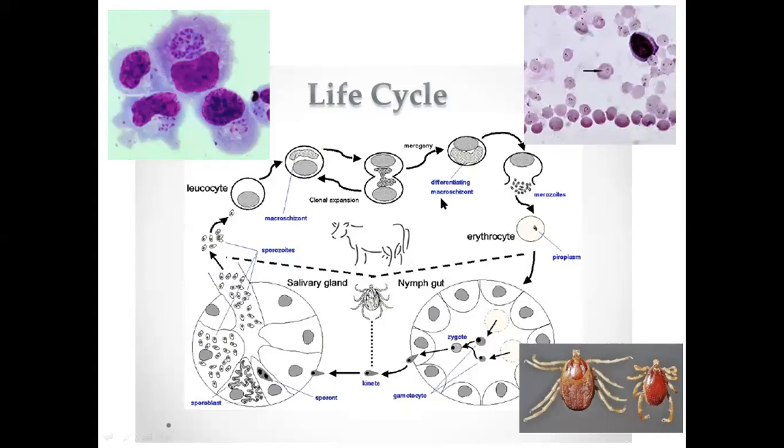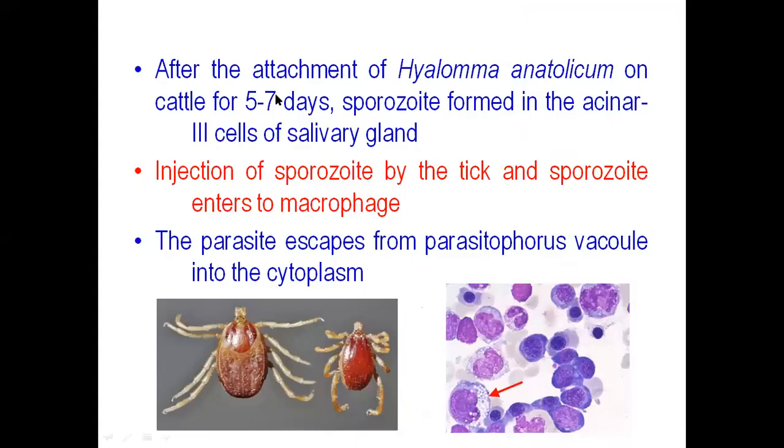Understanding the life cycle, as I have said, is important for understanding the pathogenesis. Let's see. After attachment of the Hyalomma tick for 5 to 7 days, the sporozoites which are formed in the type 3 acinar cells of the salivary gland are injected, and subsequently the sporozoite enters the macrophage or the monocytes inside the lymph nodes. So the parasites inside the lymph nodes, in the macrophage cell or the monocytes, escape from the parasitophorous vacuole to the cytoplasm. If the parasite remains in the parasitophorous vacuole, what will happen?